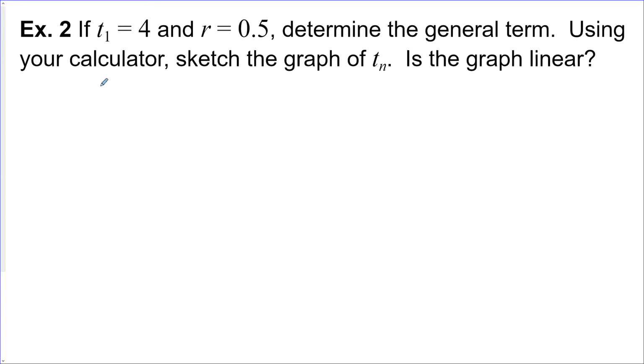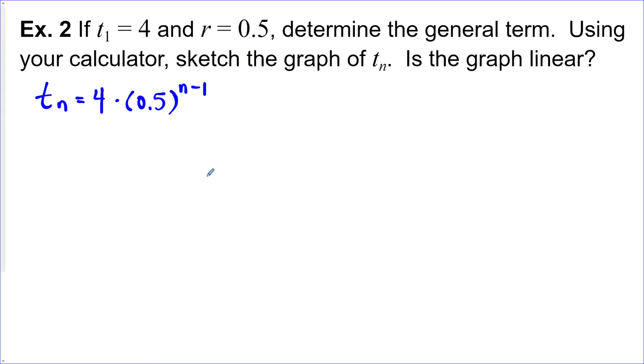And then using a calculator, I'm going to sketch a graph of Tn. And is the graph linear? First, let's get our general term. So Tn is equal to T1 times R to the power of n minus 1.